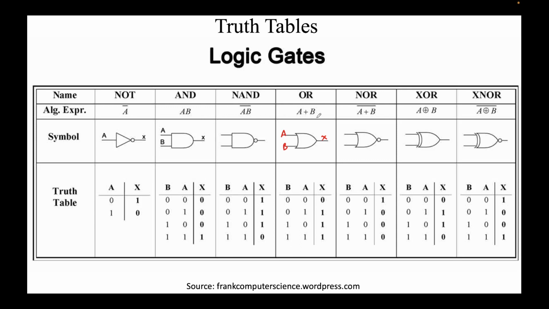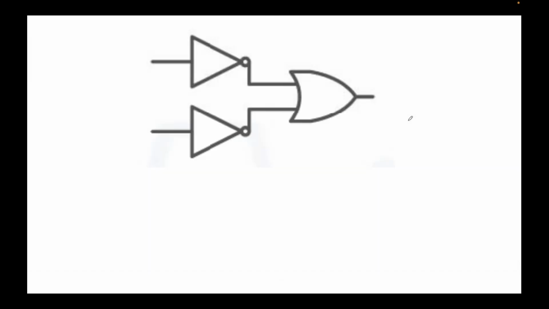Similarly, using these algebraic expressions, we can obtain the truth table for all the gates listed here, and for that matter, we can obtain truth tables for every combinational circuit. In our question, we are given this circuit. Let's assume that the top input is A, the bottom input is B, and let's say that the output we want is Y.